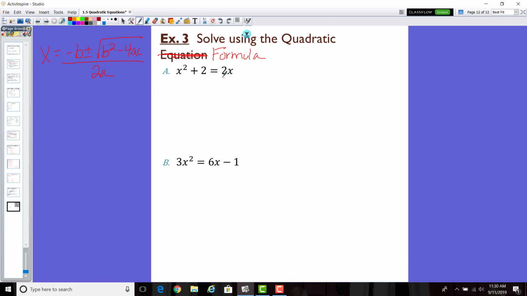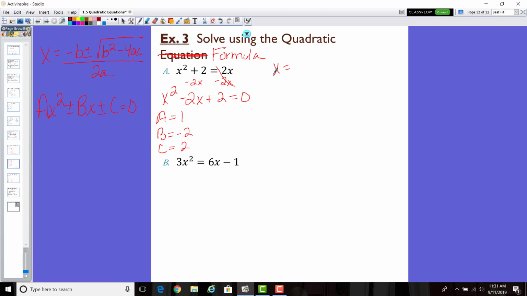Okay. Make sure it's in standard form. So I need to subtract this 2x over. Remember, standard form is squared term plus or minus x term plus or minus number term. So when I move that over, I need to put it between x squared and 2 to make sure I have the correct a, b, and c value. Okay. I take a second here and I write out a is 1, b is negative 2, and c is positive 2. I do that so that when I'm then plugging it into the formula, I don't have to look at the equation and the x's and all that kind of stuff.